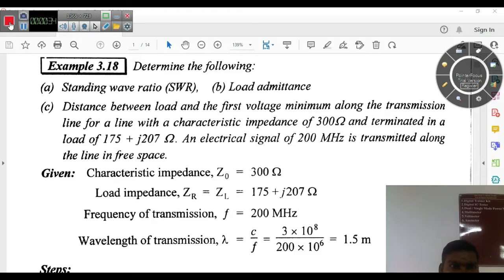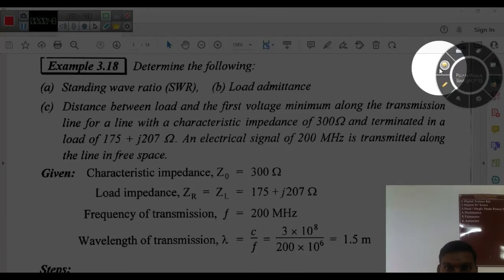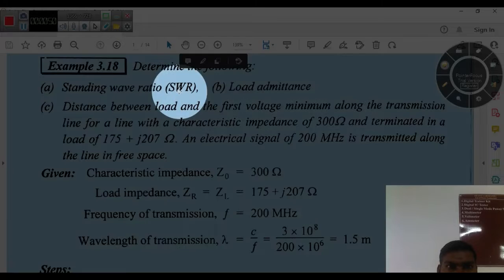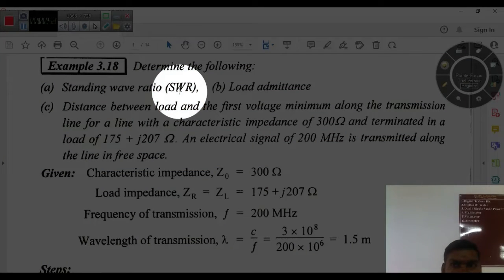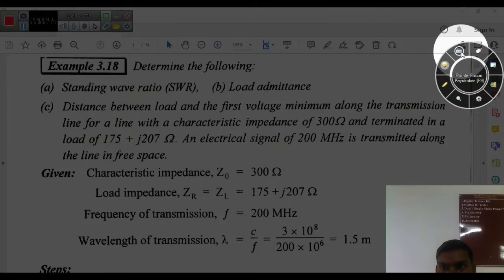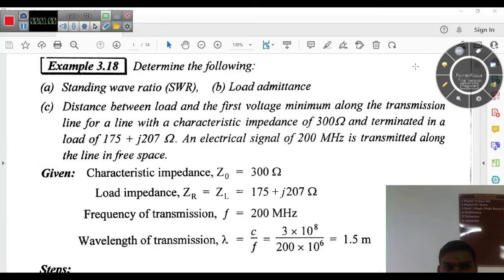A small section of transmission line is used for impedance matching, and here the transmission line parameters are calculated by using the Smith chart. We can calculate the transmission line parameters by using the Smith chart. And now we will see the introduction of the Smith chart.